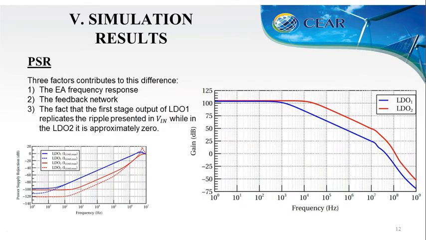Three factors contribute to the difference. The error amplifier frequency response. Here you can see the gain of both regulators. Observe that the gain starts to decrease at a higher frequency for the LDO2. The feedback network, which decreases the PSR, and the fact that the first stage output of LDO1 replicates the ripple presented in the input voltage, while in the LDO2 it is approximately zero.